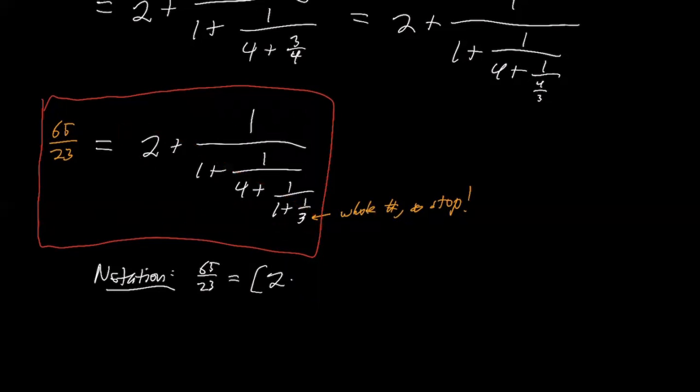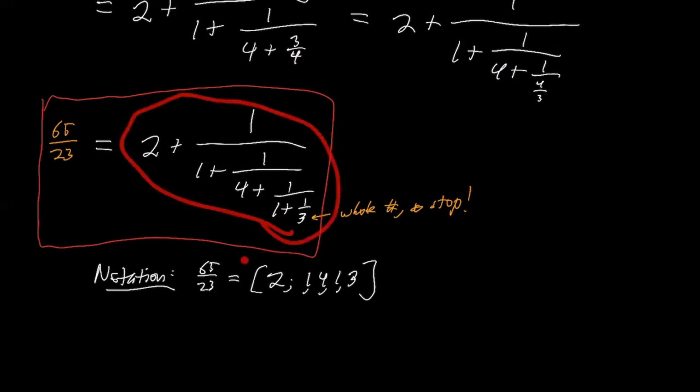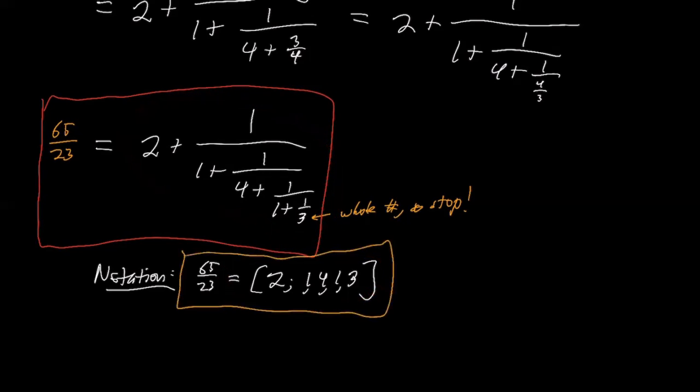Some people put a semicolon there, and then just put it in square brackets. So this is a notation for a continued fraction. If you're going to talk about continued fractions a bunch, it gets tedious to draw this thing, so we just use this as a shorthand. Okay, so that's a notation for a continued fraction.